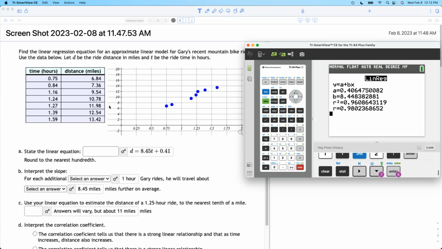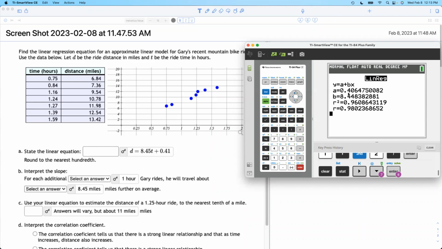Now, they told us here not to use X and Y, but to use D and T. So see how they wrote it out? T is playing the role of X, and D for distance is playing the role of Y. Now, I could have written this in the other order. I could have typed 0.41 plus 8.45 T, same thing, because that's how the calculator spits it out here.